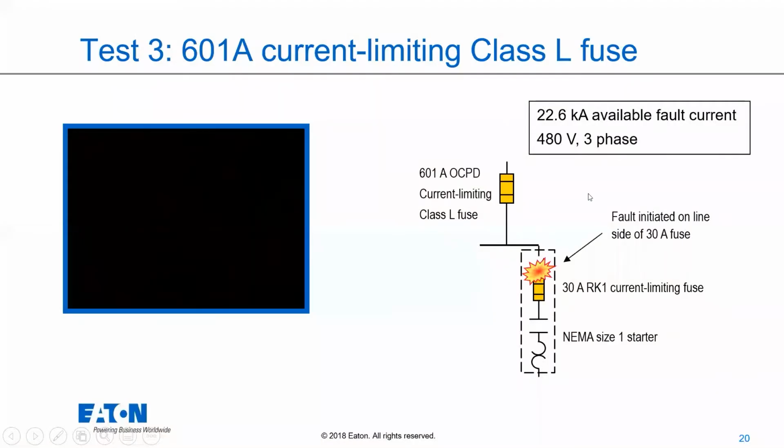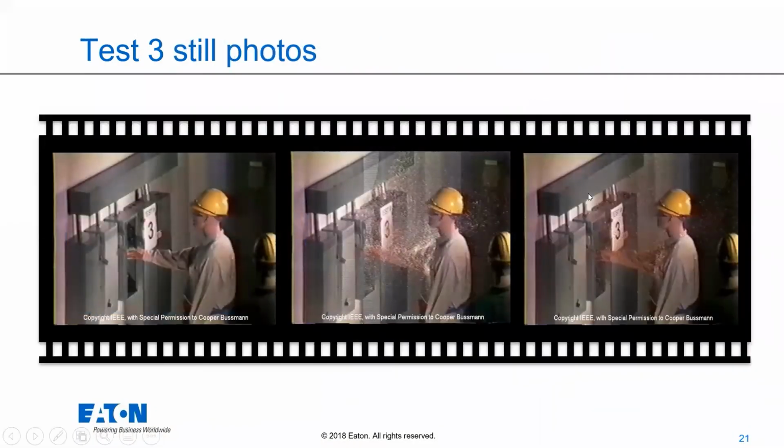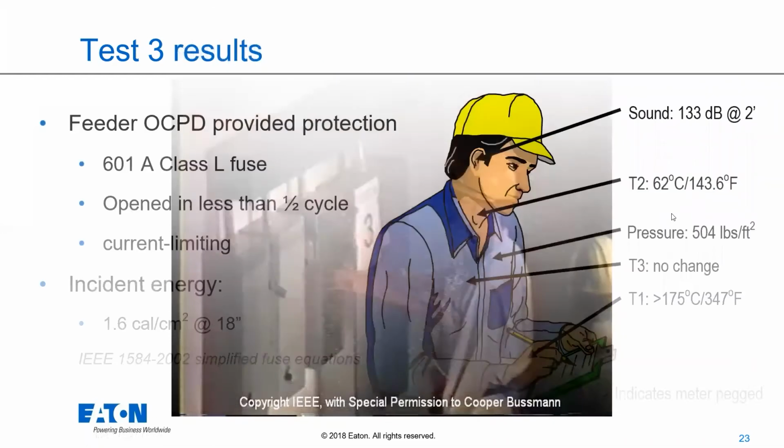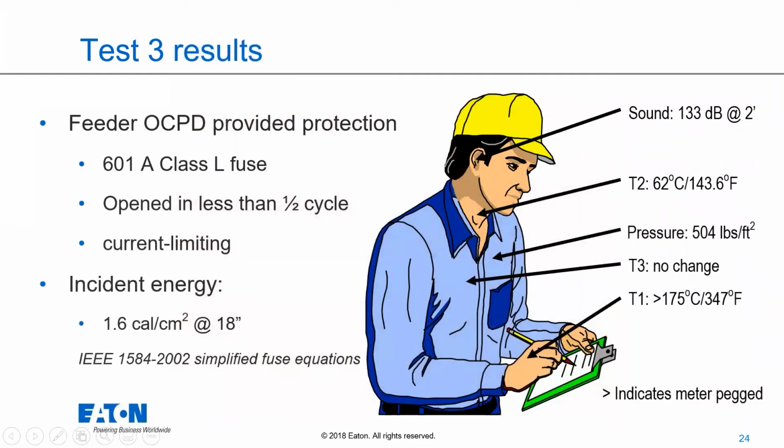All right, so some still frames here. You can see, right, there still is definitely an arc flash event occurring here. You can see that molten metal flying into his chest, flying into his face here. So it's still there. And you'll see the temperature readouts associated with it, right?